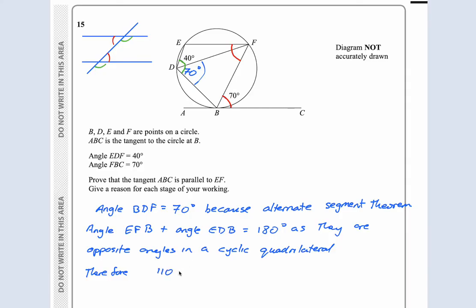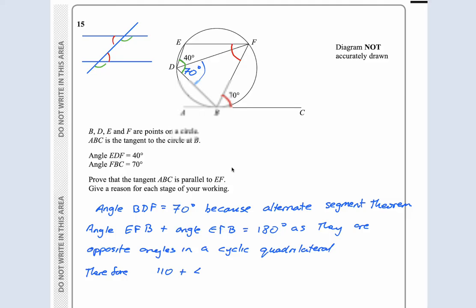110 plus, because this green angle is 110, because 70 plus 40 is 110, 110 plus angle, sorry, that should have been B, guys, sorry, that's a B. Oh, sorry, that's an F. It's EFB. It's this one here.